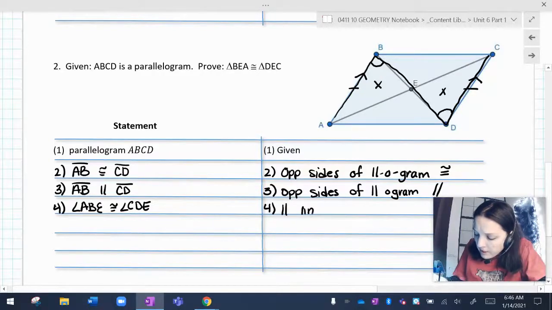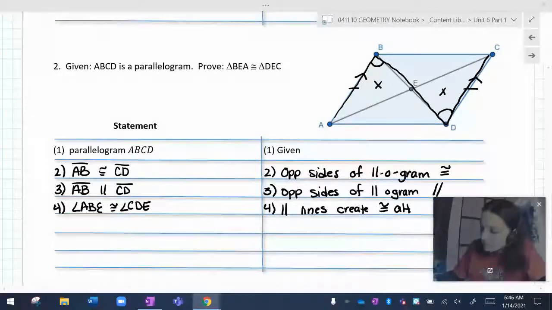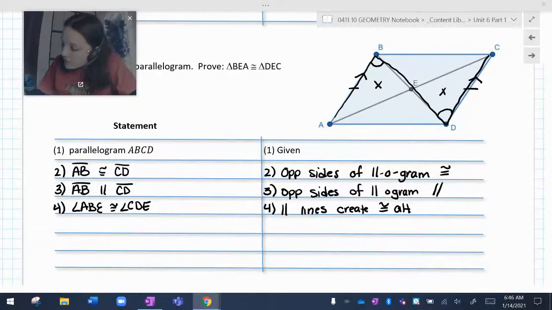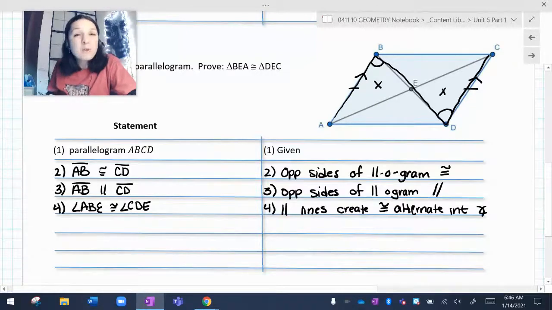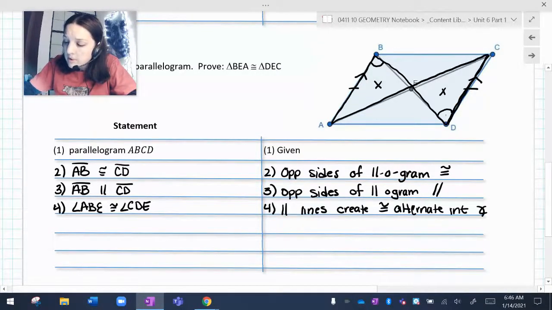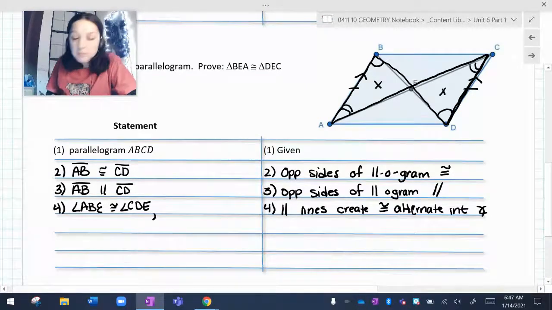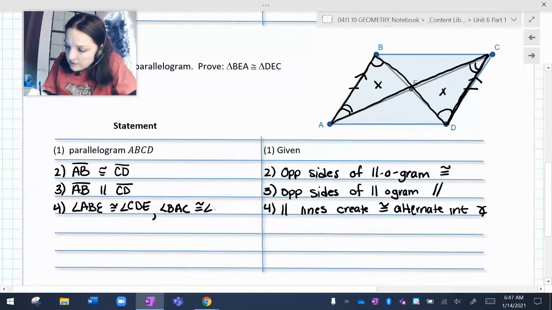because parallel lines create congruent alternate interior angles. And as a matter of fact, I can do that using the other diagonal as well. I would have this one and that one. Since it's the same reason, I'm going to put it on the same line. Angle BAC is congruent to angle ACD.